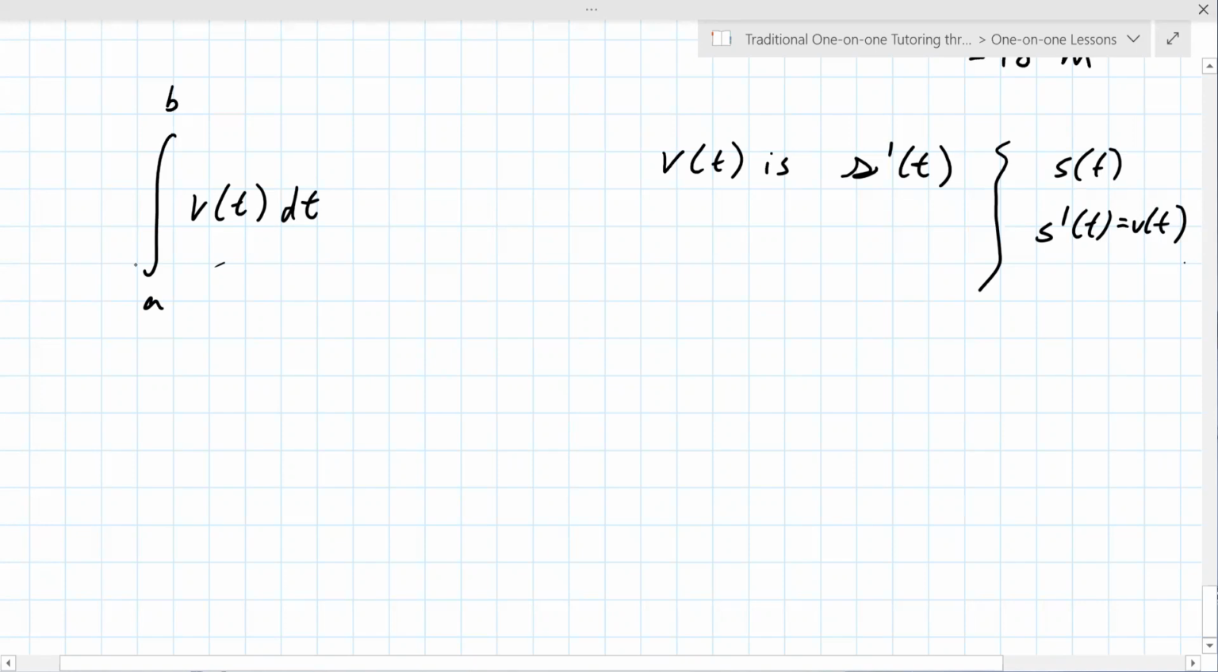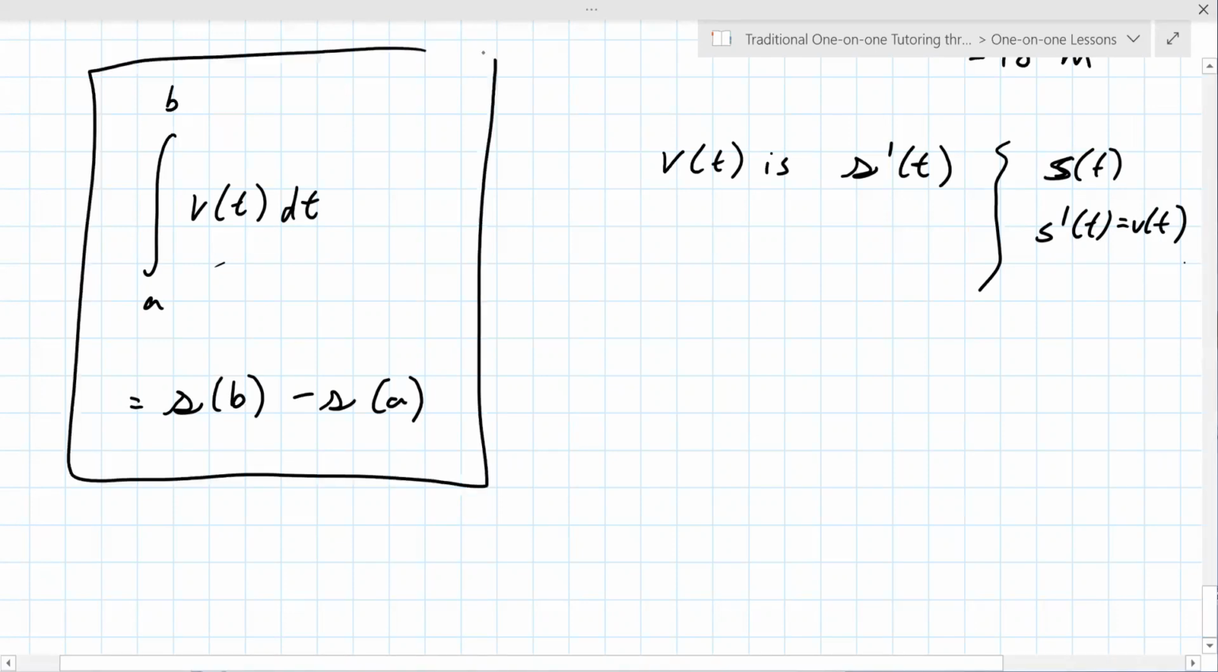On the left, we've done a bunch of these problems. This equals, and you've already done this, s of b minus s of a. S of b? Yeah, that's the position function. Oh. It's the antiderivative. Okay, so this is the summary of what we've been doing. Not sure if seeing it now helps or not. Okay.